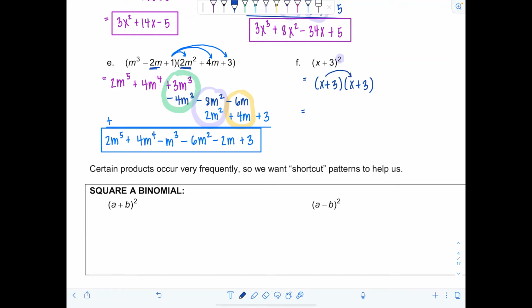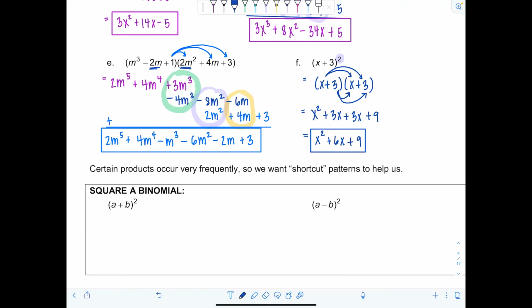This is going to be x squared plus 3x plus 3x plus 9. So we'll end up with x squared plus 6x plus 9 as our final answer.